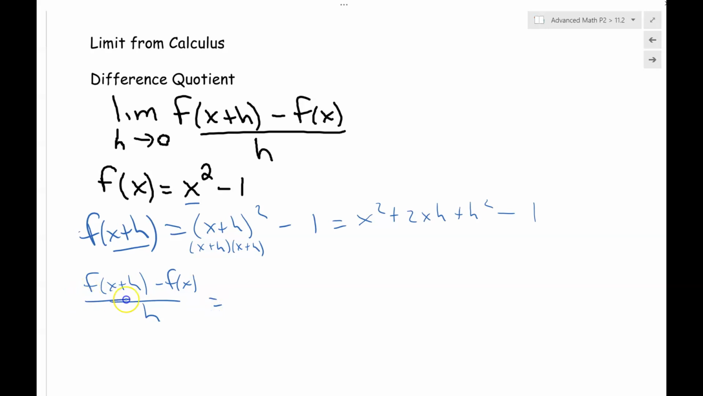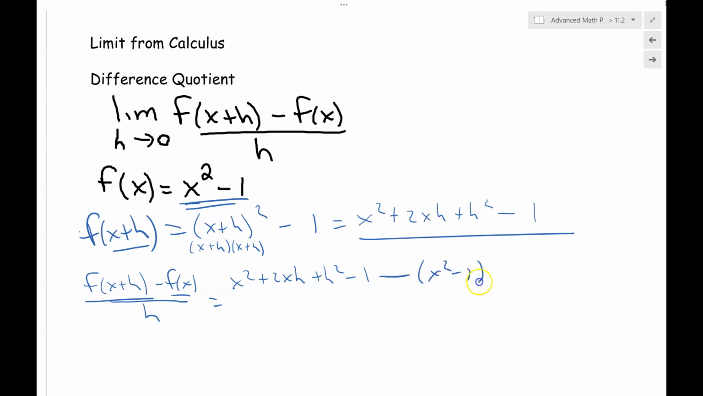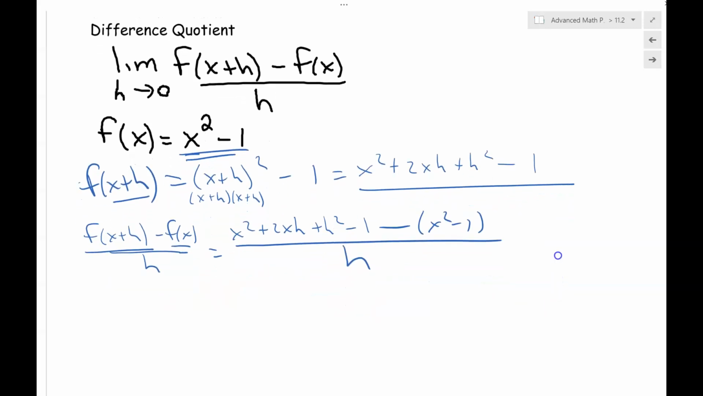So this is this. We're going to put it in. x squared plus 2xh plus h squared minus 1, minus, now it says f of x. Well, that's right there. That's f of x. I'm going to put parentheses around it because I got to distribute that negative, and it's all over h. Let's scroll this up just a bit.